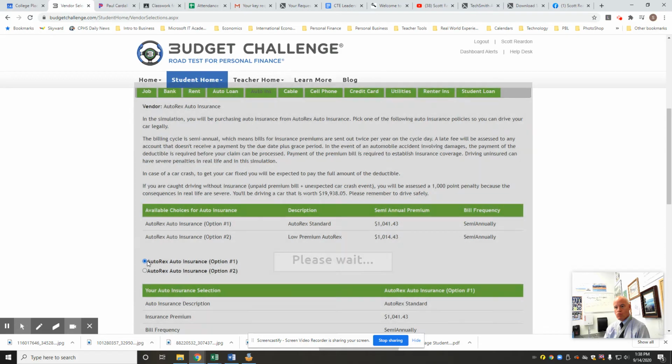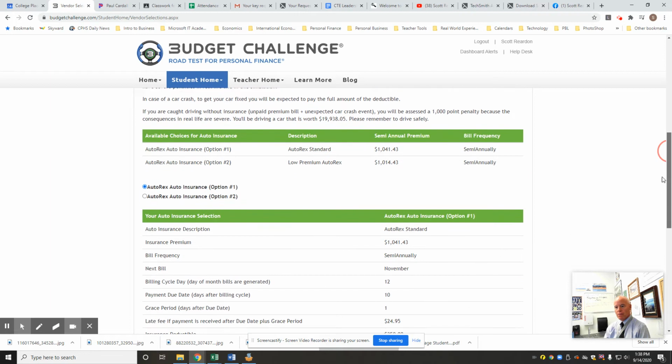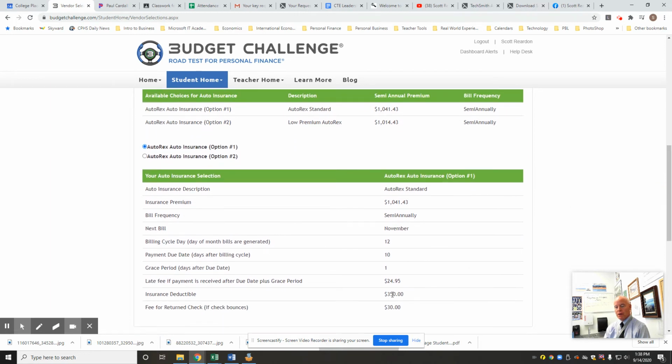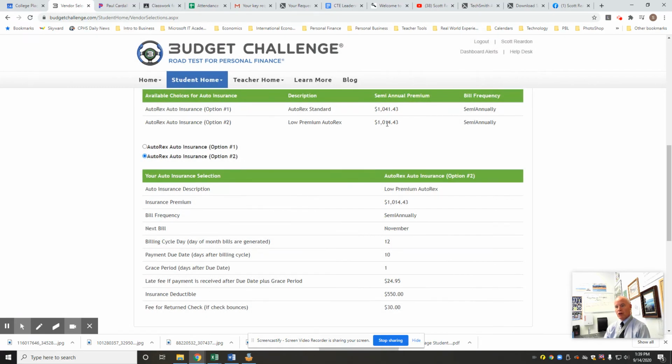Option 1, the premium is higher, but my deductible is $350. So if you think you're going to get in a wreck and you pay the higher premium, you're only going to have to pay $350 to get your car fixed. Okay? That's the amount you pay before insurance kicks in. Option 2, if you pay the lower premium, you're going to have a higher deductible.